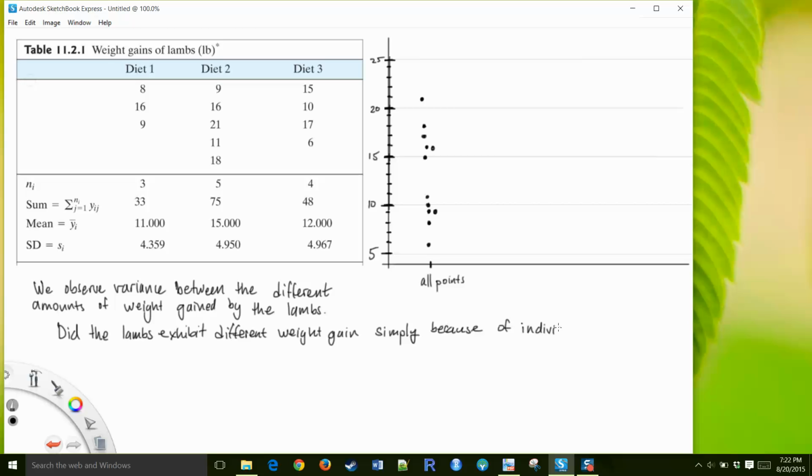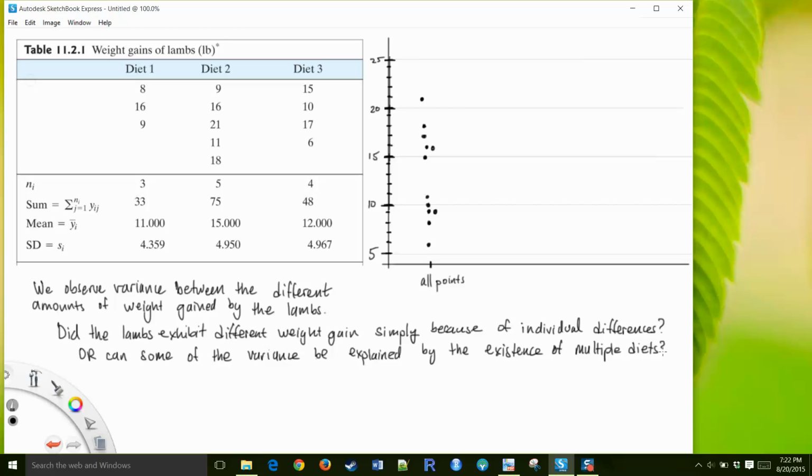And so we're going to perform a hypothesis test. This is ANOVA. This method is analysis of variance. The one that we're going to learn in detail is called one-way ANOVA. This is the simplest form of ANOVA.